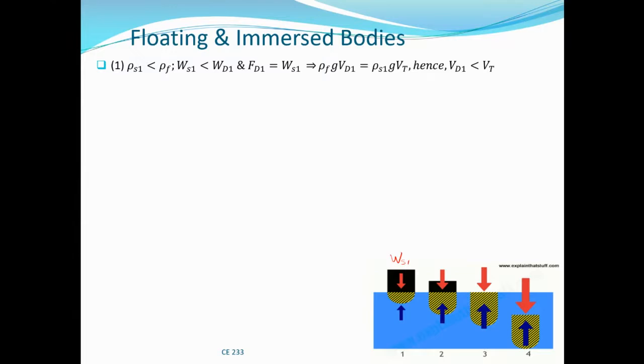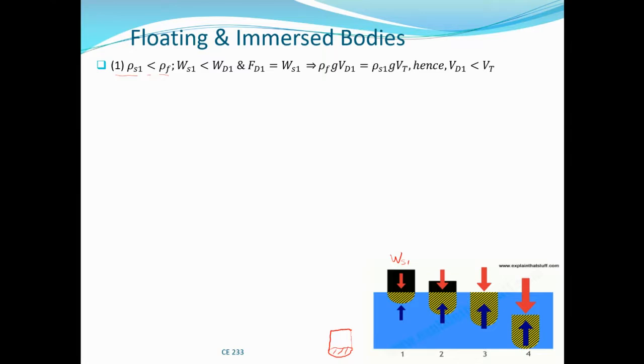Now, the first instance is one. It floats. It is floating with part of its volume submerged. In that case, the density of the body, which is the density of the ship, is less than the density of the fluid, in this case water. And then the weight of the ship is less than the weight of the displaced liquid. This is the volume displaced, indicated by the shaded area. So this is only the volume of the displaced liquid, while the volume of the ship is the total volume. So the weight of the ship.